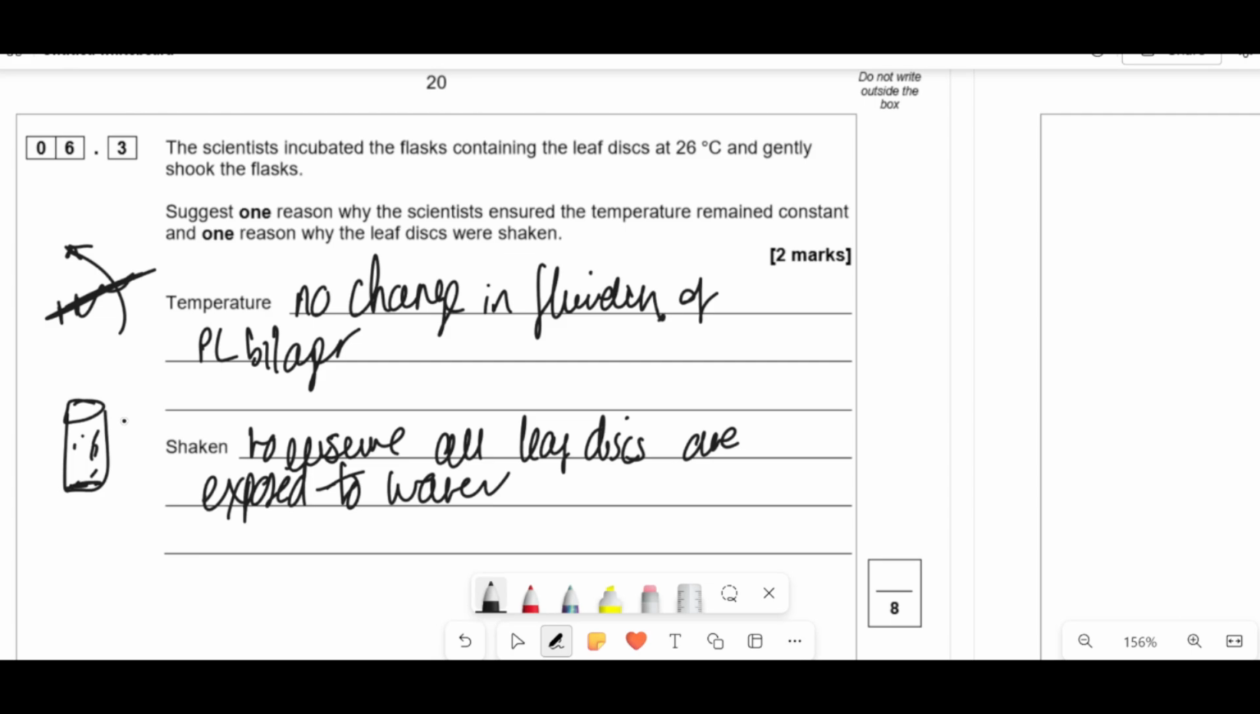So you're keeping that concentration gradient nice and balanced out. Otherwise, it'll accumulate here. But I think that's a bit of a weird one to say here.